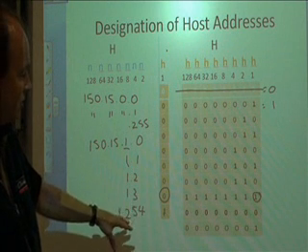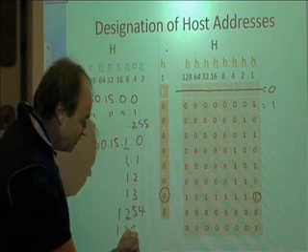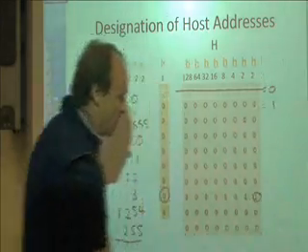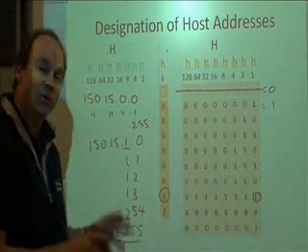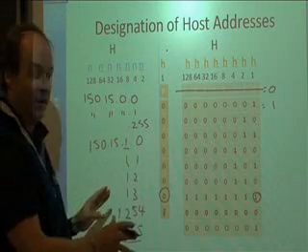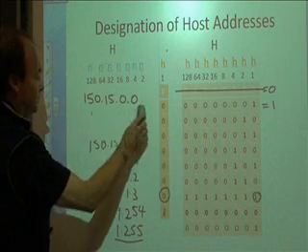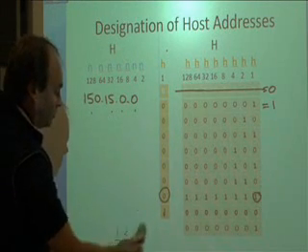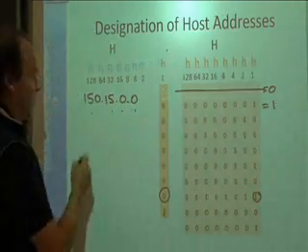Hopefully that makes a little bit of sense to you there, that when I get to 1.255, I'm broadcasting because I'm placing a 1 here and all these are 1s. So that's the broadcast address for subnet 0, the first subnet. We move on to the next subnet, so we're going to look at subnet 1 or the second subnet.